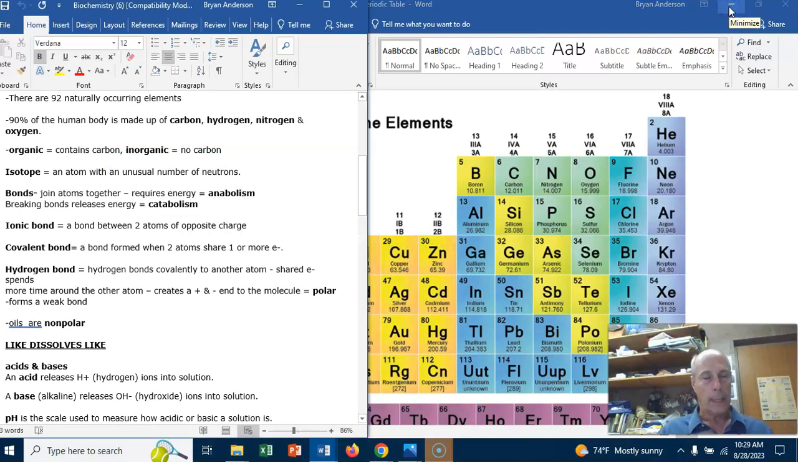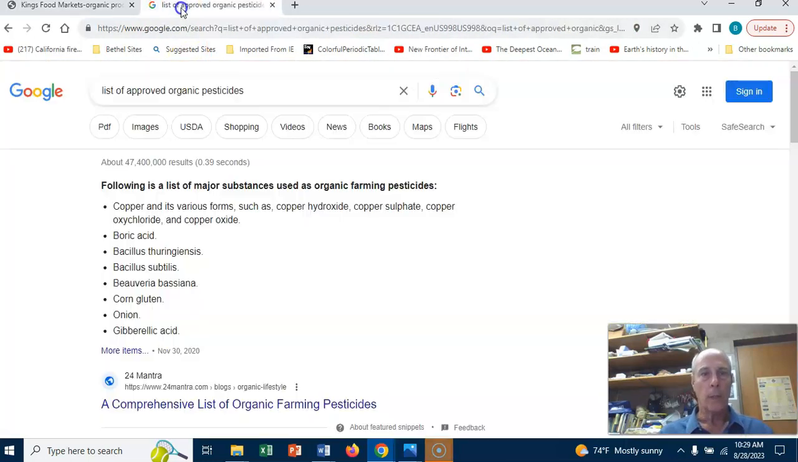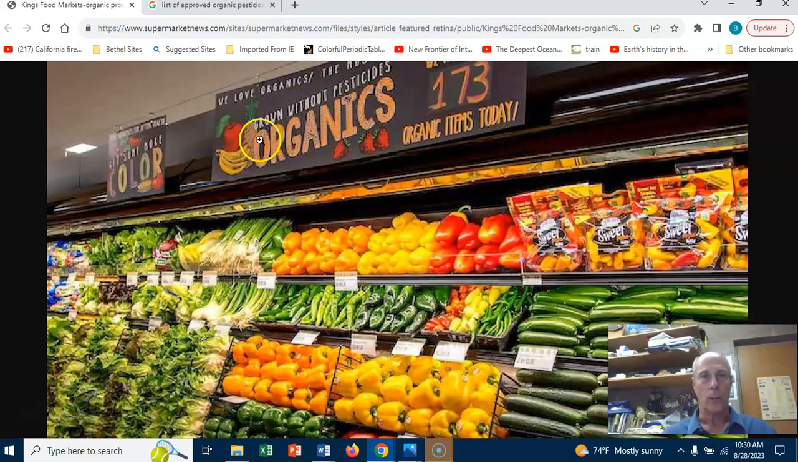All right, so organic versus inorganic. Boy, what's the difference there? You go to the grocery store and you see this, the organic section, grown without pesticides. That's actually not true. If you look at it, here's a list of approved organic pesticides, and you can see on it some of the things: various copper-based substances, boric acid, Bacillus thuringiensis, that's BT, like BT corn, BT soybeans, gibberellic acid, corn gluten. All these are approved organic pesticides, so that's not exactly true.